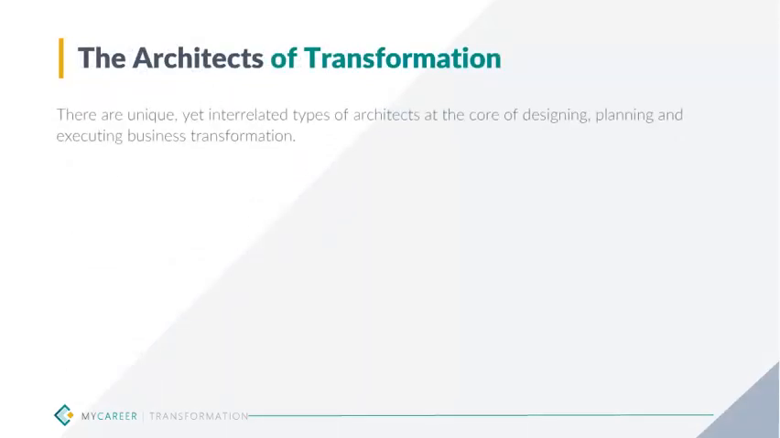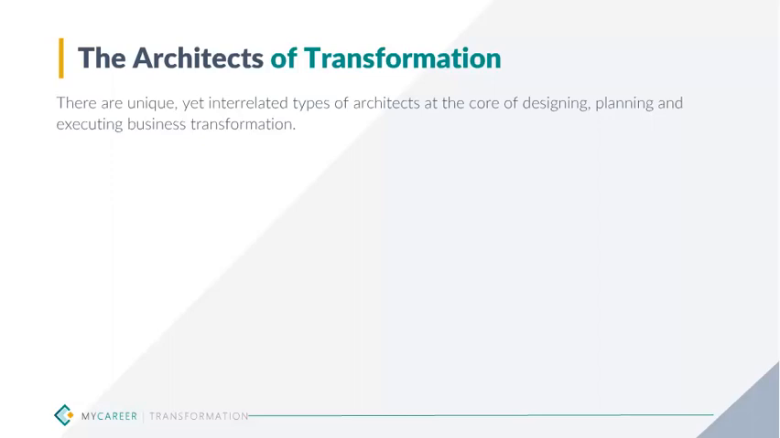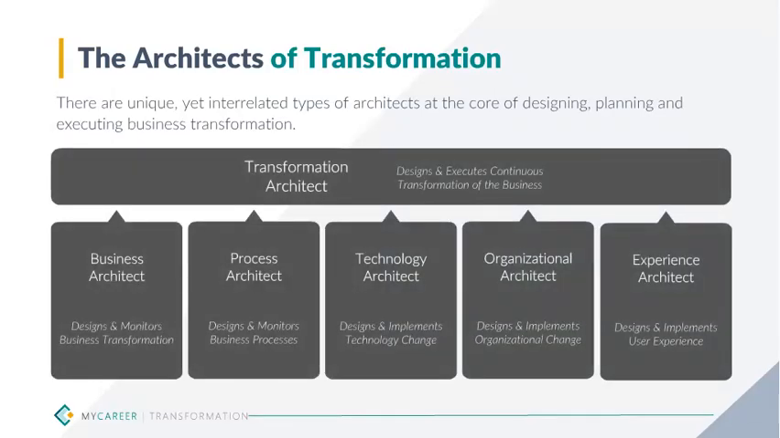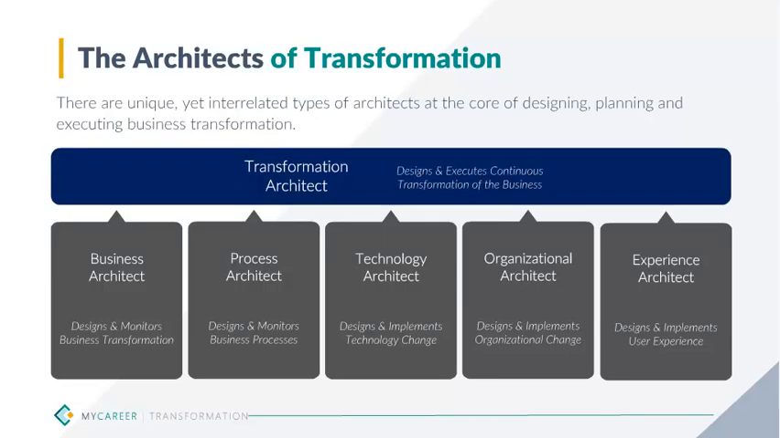There are 6 distinct architectural roles found in most organizations. Each of these roles are unique, yet interrelated to provide the definition, design, and execution plan to achieve your business strategy, and ultimately, your business transformation. These architects focus on what the organization needs to demonstrate excellence in, and how those critical elements must be executed to achieve its strategic objective. They include the transformation architect, who designs and executes continuous transformation of the business.